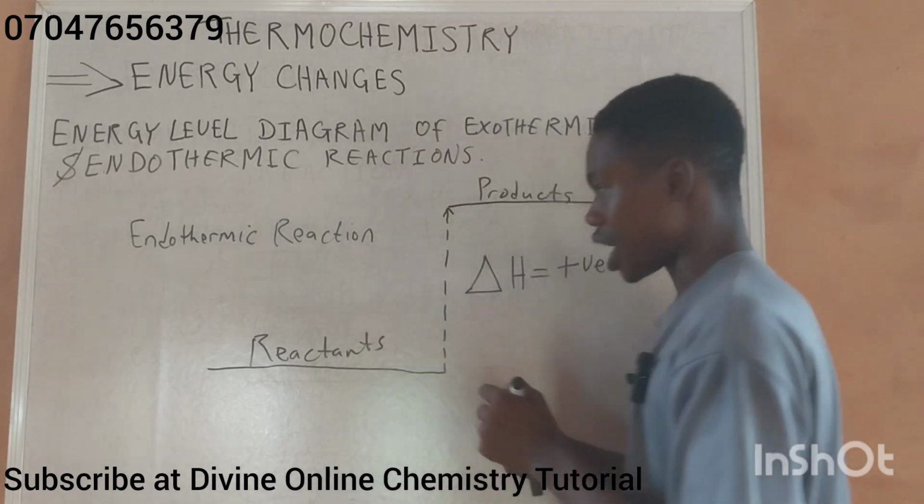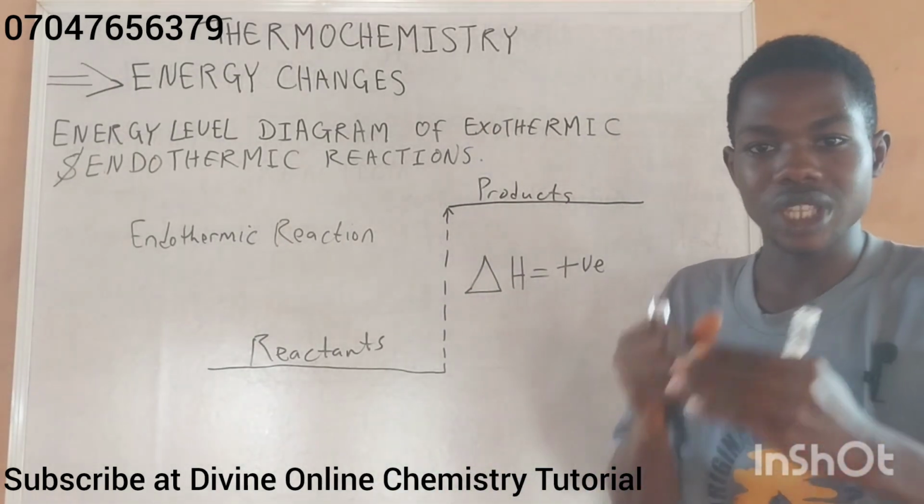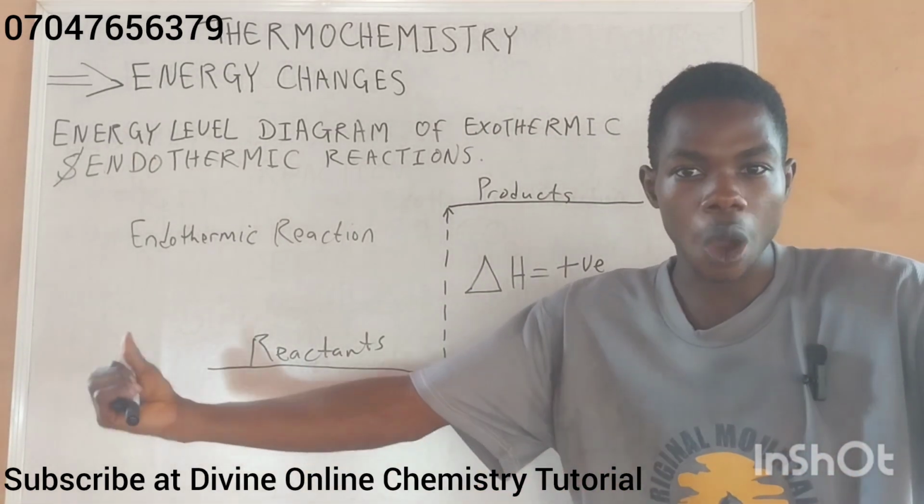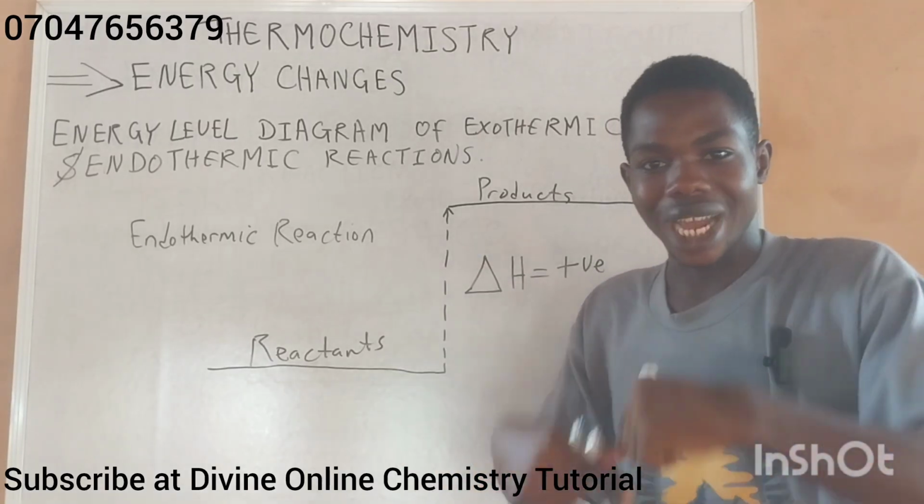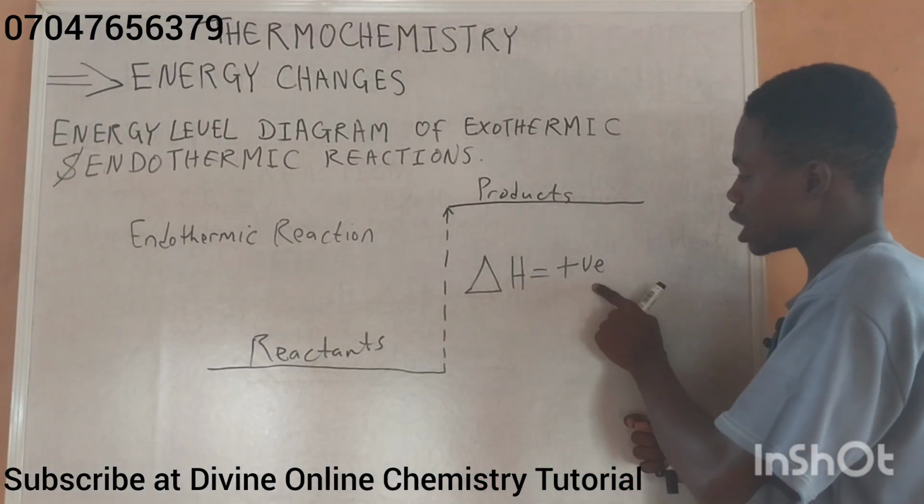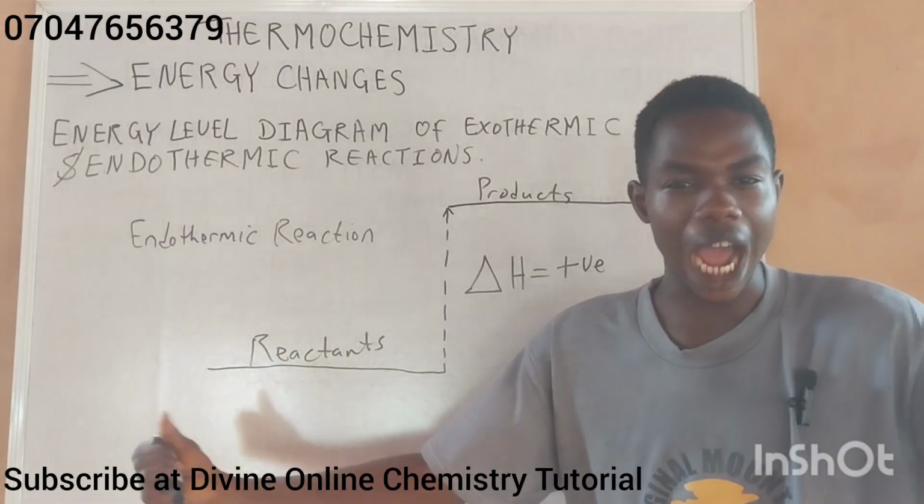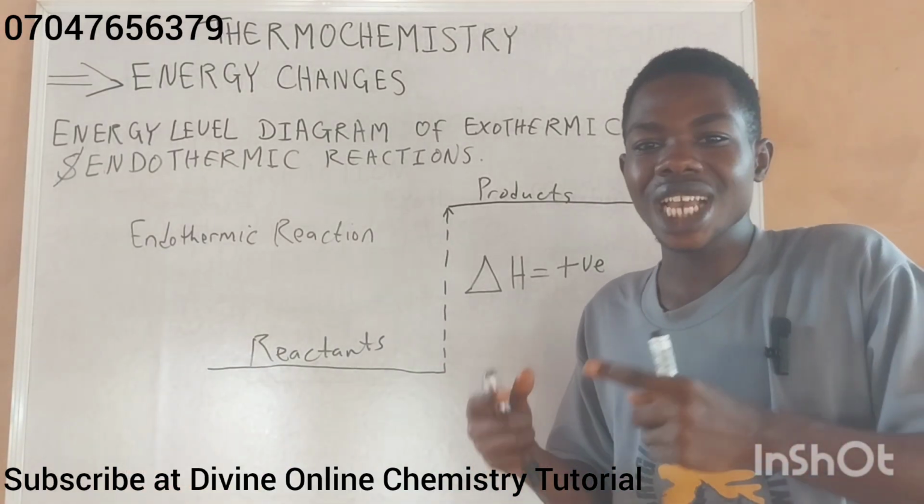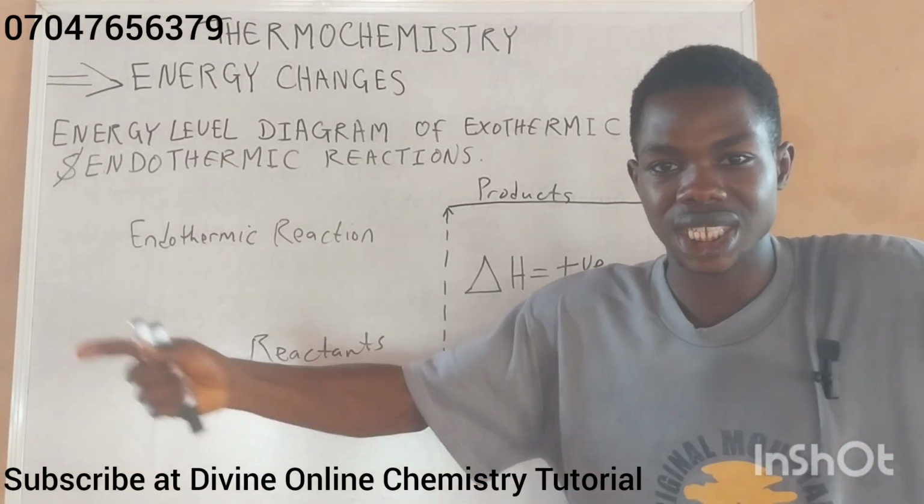In an endothermic reaction, heat is being absorbed from the surrounding into the reacting vessel. If you look at it very well, that's the reason why delta H is positive, because heat is being absorbed from the surrounding. But in the case of an exothermic reaction, heat is being lost. Are you seeing this now?